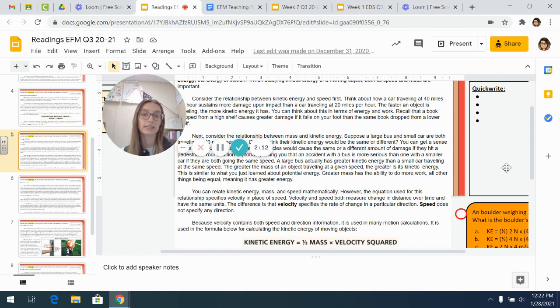Because velocity contains both speed and direction information, it is used in many motion calculations. It is used in the formula below for calculating the kinetic energy of moving objects. Kinetic energy equals half of its mass times velocity squared.